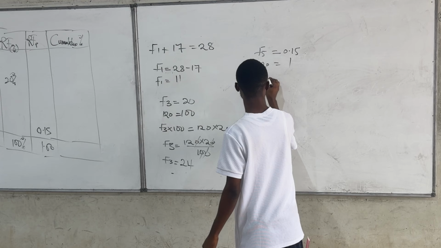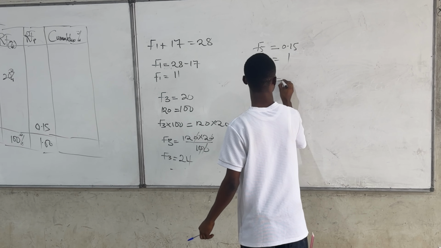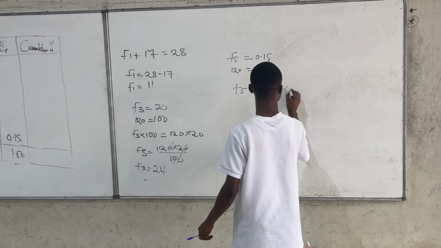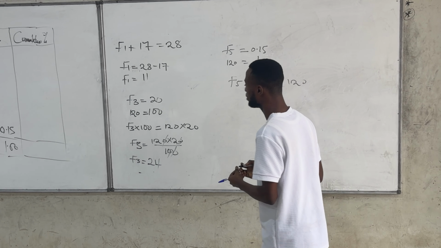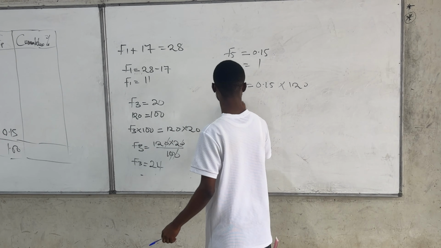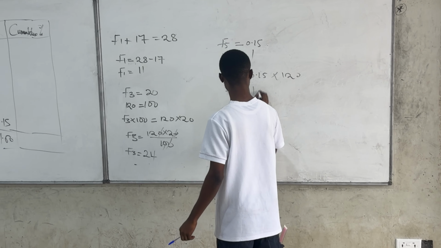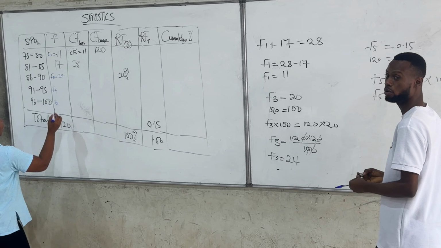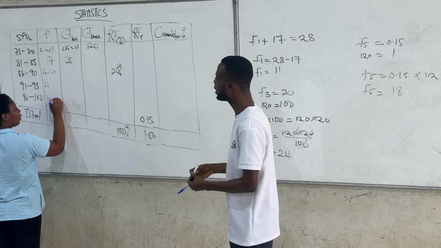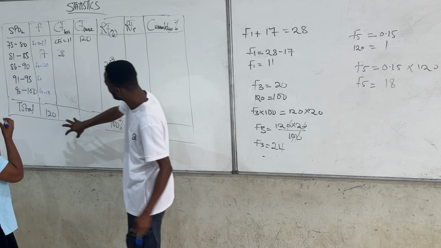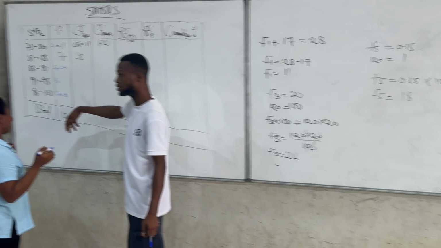So this time we know that it's the same as F5 equals 0.15 times 120. What is it? So we are going to get 18. I hope we had the same value. Yes. Okay. So 18.